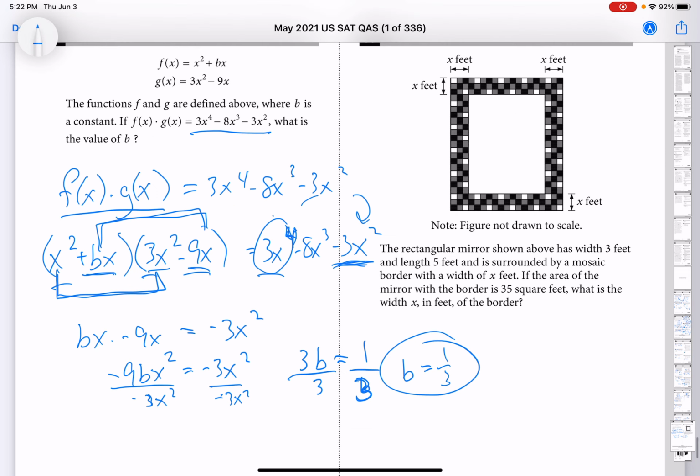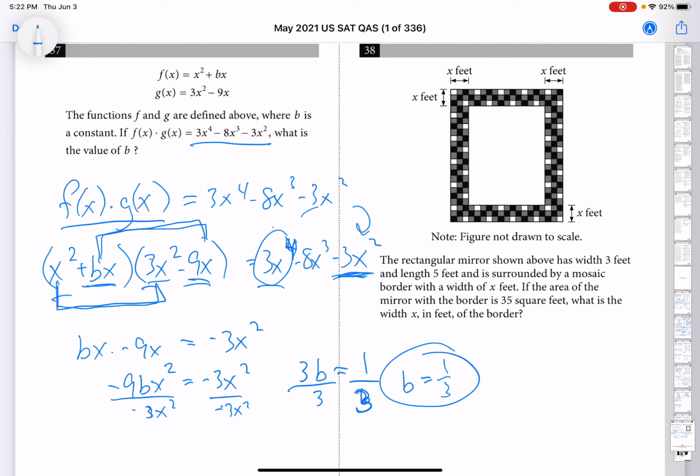Okay guys, so last question, number 38. It says the rectangular mirror shown above has a width of 3 feet and a length of 5 feet and is surrounded by a mosaic with a border of x feet. If the area of the mirror with the border is 35 square feet, then what is the width x in feet of this border? The mirror itself is 3 by 5.